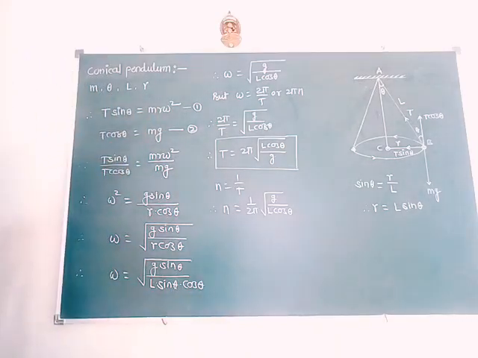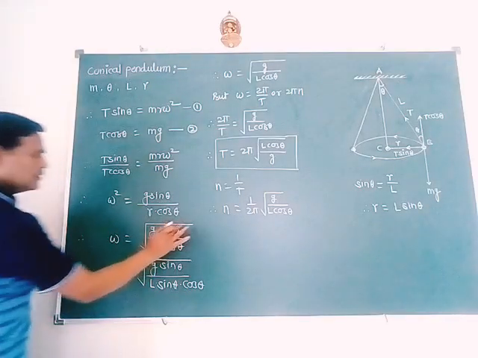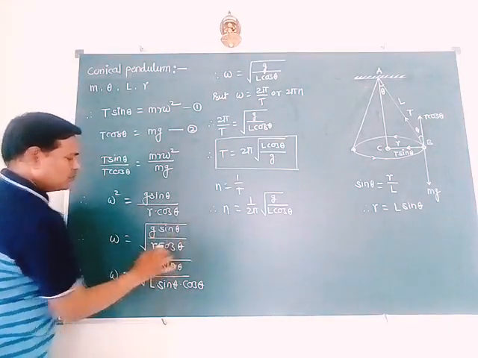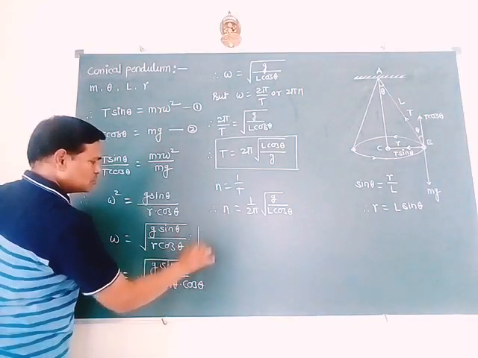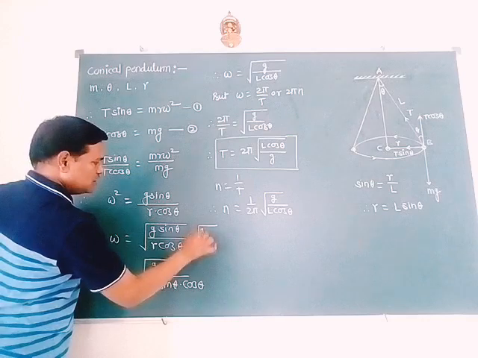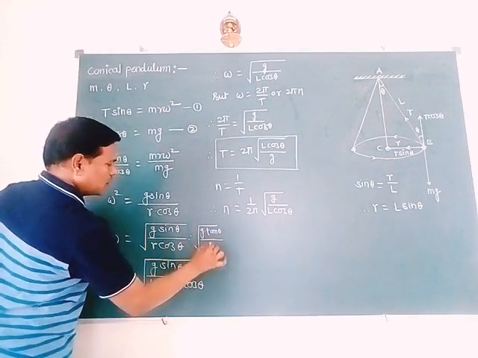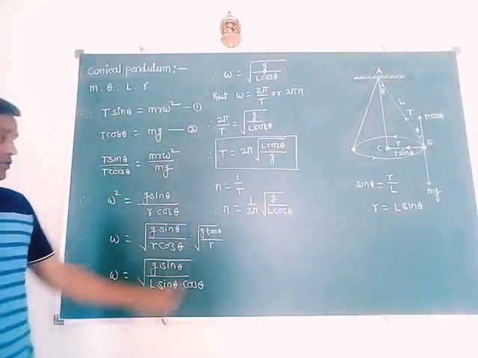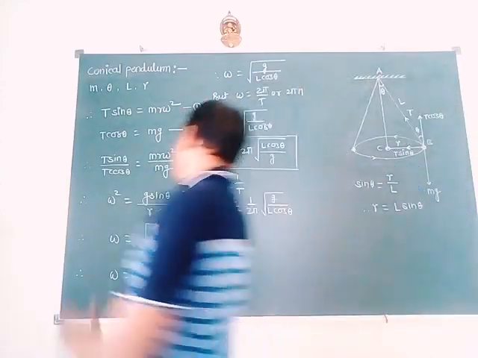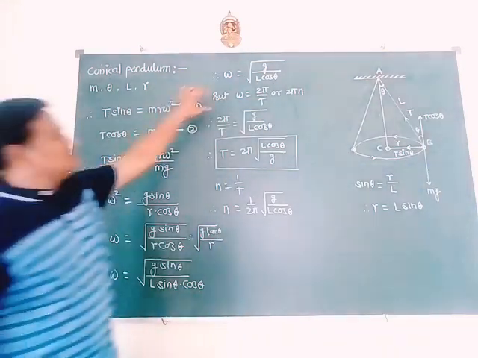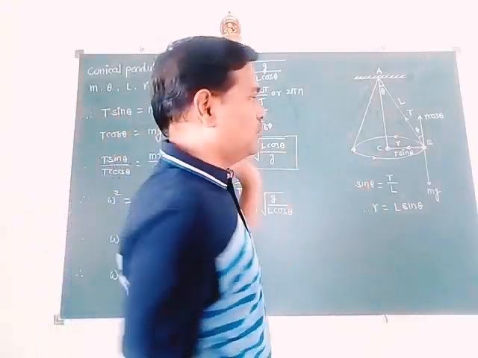In terms of tan theta also you can write this expression for omega. Here you can write sin theta upon cos theta as tan theta. So in short you can write this as g into tan theta divided by r. This is the expression for angular velocity, and this is the expression for time period and frequency of revolution of the conical pendulum.